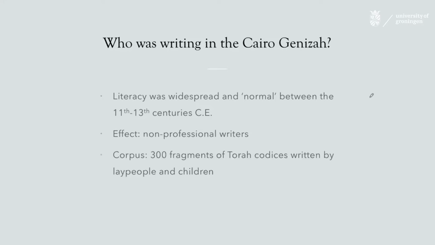And the corpus that I'm basing my analysis upon today was around 300 fragments of Torah codices, written by lay people and children, some of whom were in scribal school, and I will explain why I think that, and some who learned to write and then never continued on and never became scribes, but they were adults. And I say they were adults, I mean, we weren't there at the time, but it appears to be.